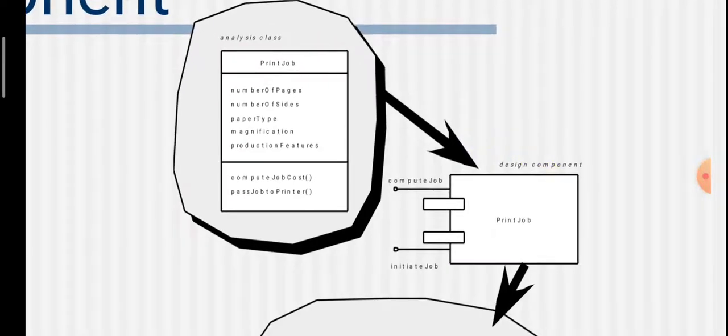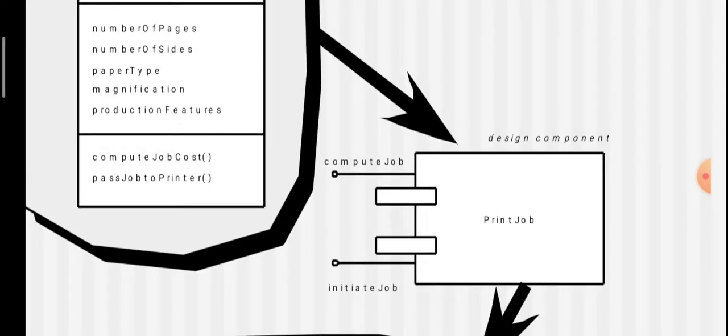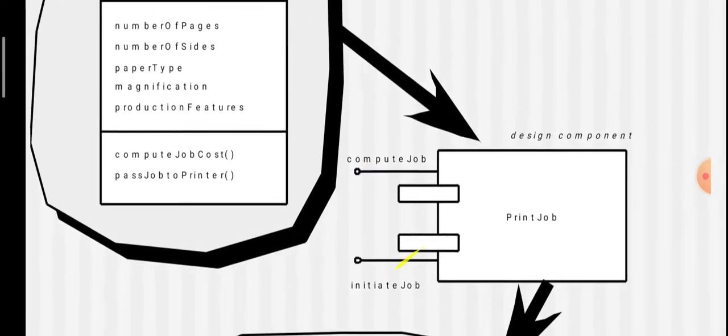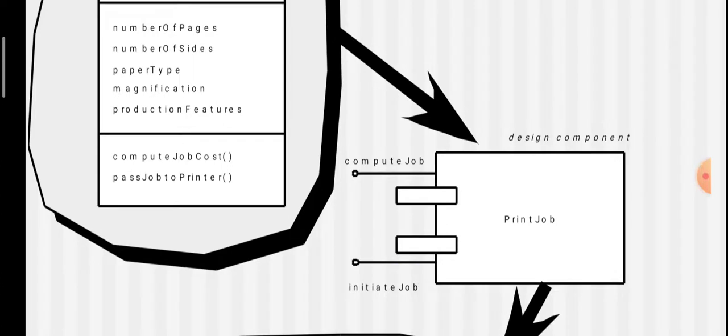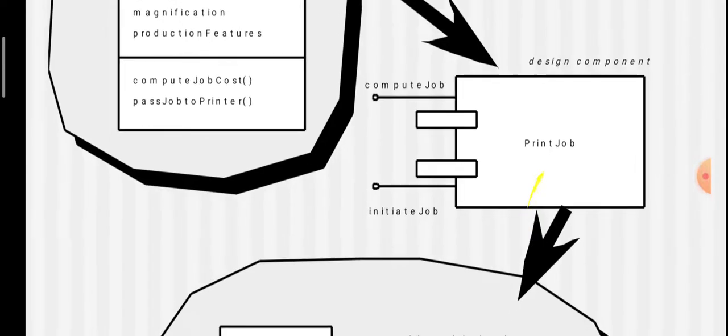So now let us see, this is a component. What is a component? Print job is a component. Can you see compute job and initiate job? These two are called the interfaces that are connected to this print job. Before printing the job, there is an interface to compute the job. First it will compute the job, then that interface will give this job to the component called print job. After printing or before printing, there is an interface that will initiate this job.